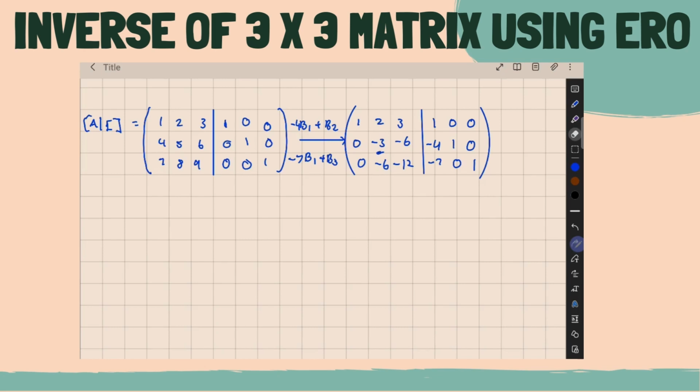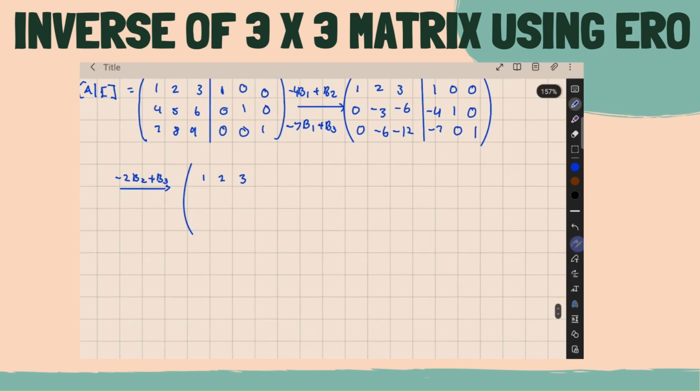Now next, we can use this negative 3 to eliminate that negative 6. Actually, it's better if we use these two negative 3 to eliminate the negative 6. So how do we do that? We'll try first. Negative 2 b2 plus b3. So 1, 2 and 3, the first row will remain the same. I'll write the same thing on the other side, 1, 0 and 0.